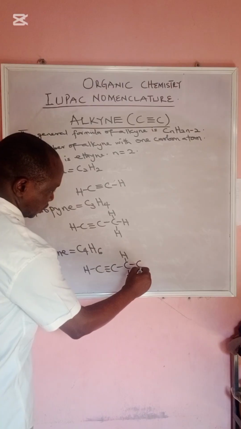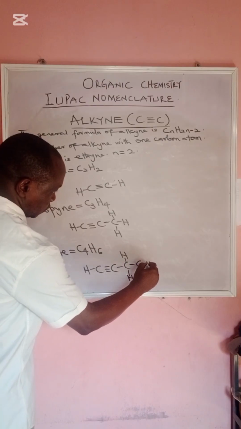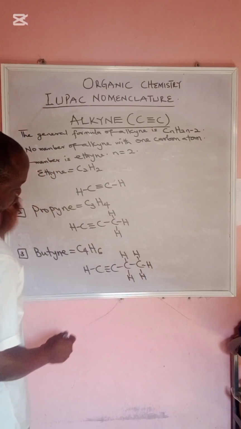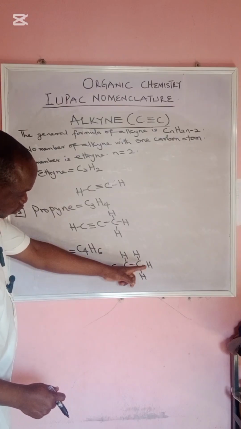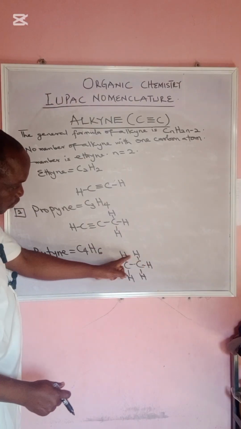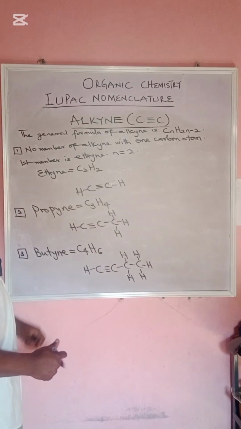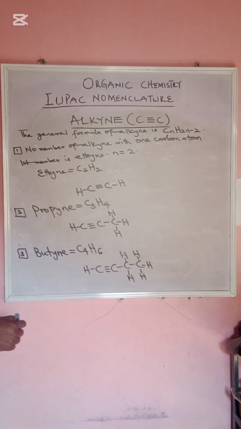1, 2, 3, 4. So it will be 1, 2, 3, 4. Count it: 1, 2, 3, 4, 5, 6. That's why we have 6. So this is a butane. That is normal butane, or butyl.